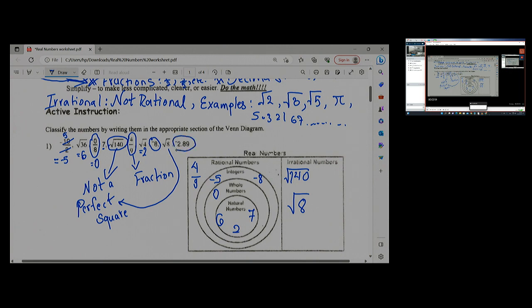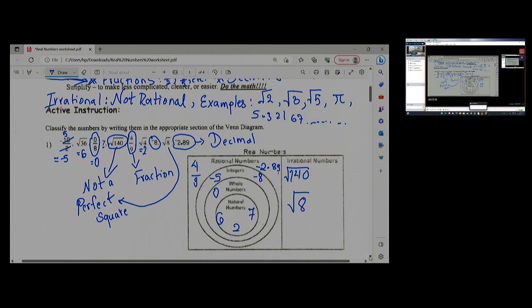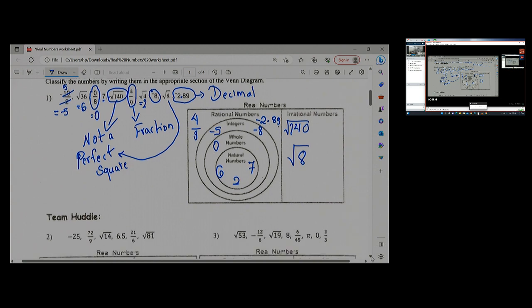Now the last question here is negative 2.89. Now look at here. When we have 2.89, what kind of number is this? It is a decimal. Decimal, negative decimal. If it is a decimal, it is rational. 2.89 can be negative also. It can be positive also. Okay? It is a rational number. Understand?